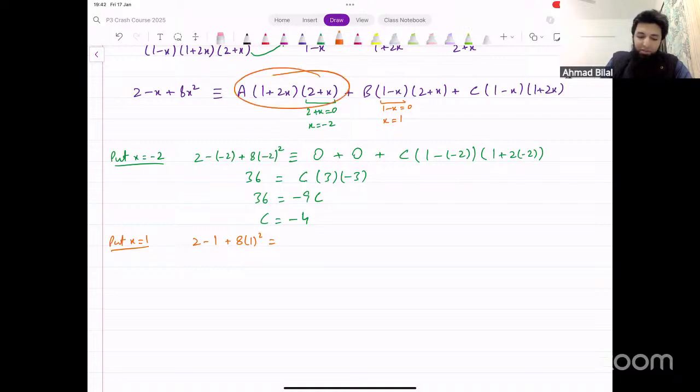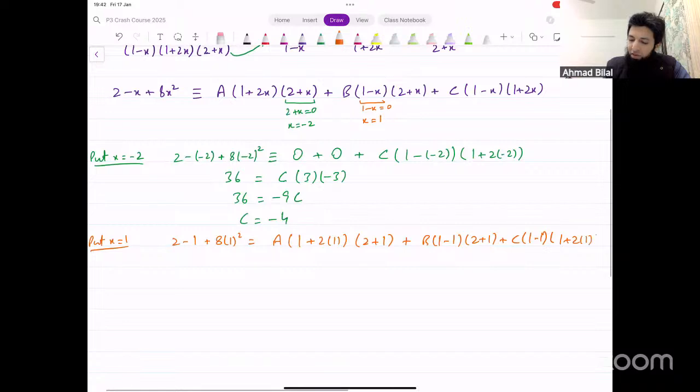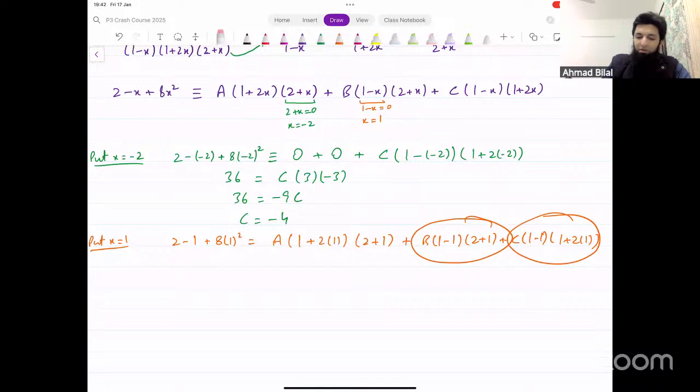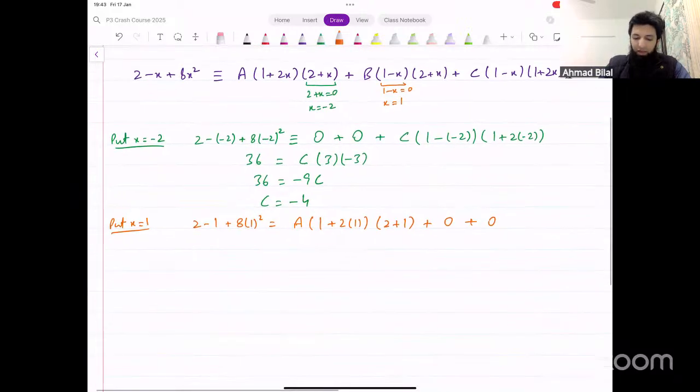Now the first term does not have it. So we can say that is 1a into 1 plus 2 times 1 into 2 plus 1. Now the next brackets, you can write all of that down if you want. For instance, you can say, okay, b into 1 minus 1 into 2 plus 1, and then c into 1 minus 1 into 1 plus 2 into 1. But it's not needed because we know this is 0. We know this is 0. You can save time and just say that they are just going to be eliminated. Okay, they become 0.